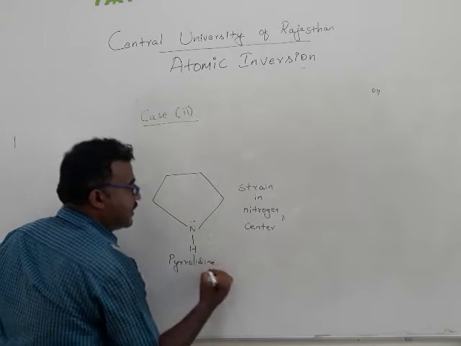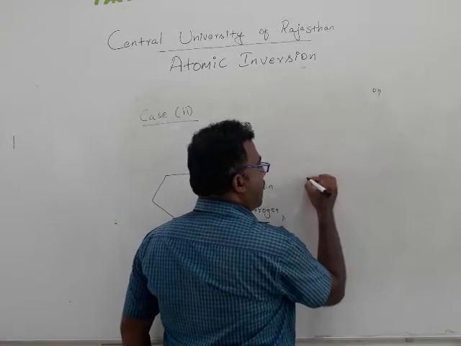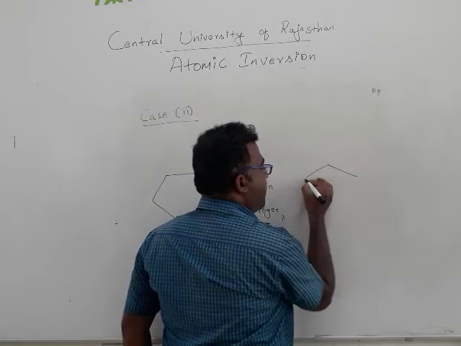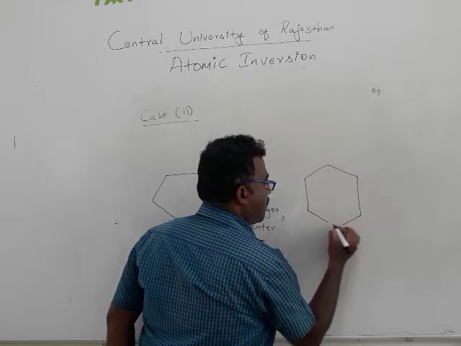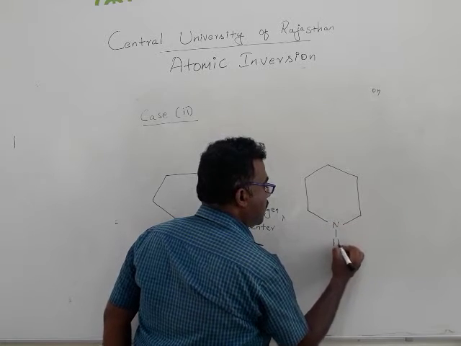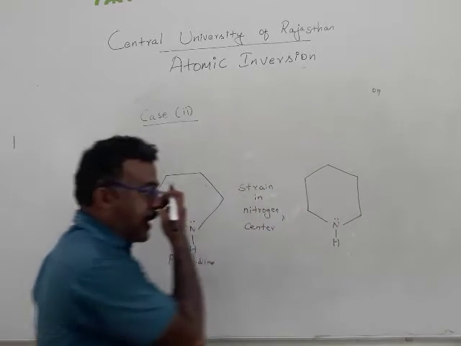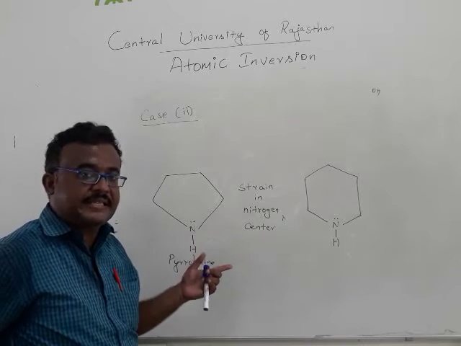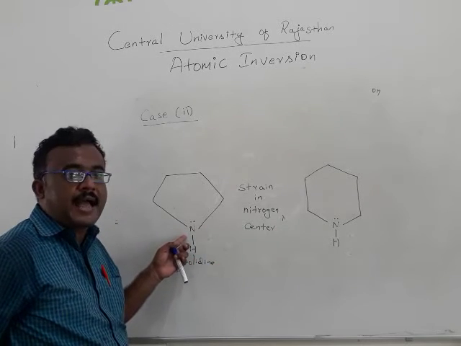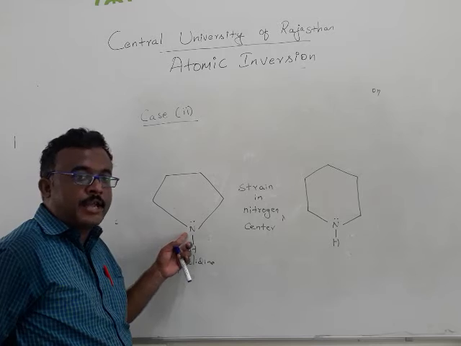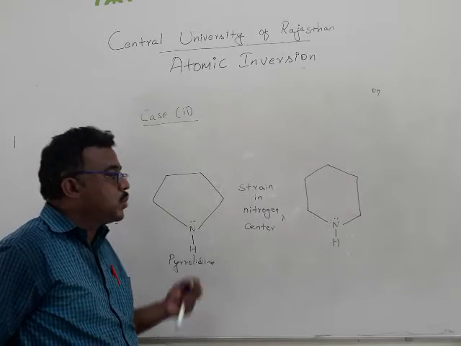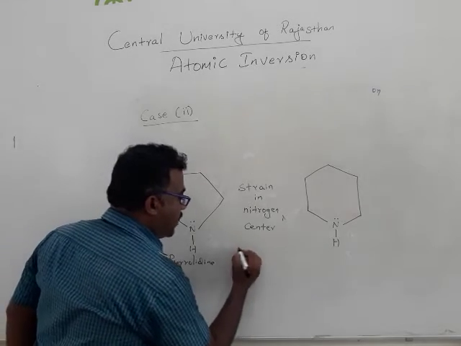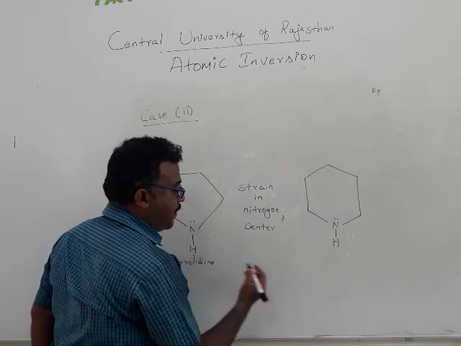Pyrrolidine. Then the next one is piperidine. In both cases, what happened? The nitrogen atom is in a cyclic system, but here the bond angle has pyramidal geometry and it does not have any kind of strain. So these molecules do not have any strain.